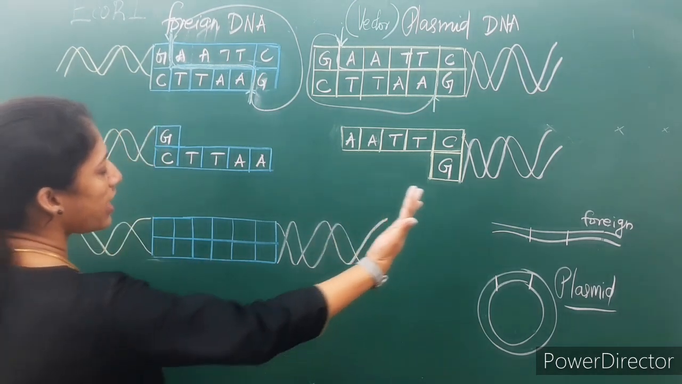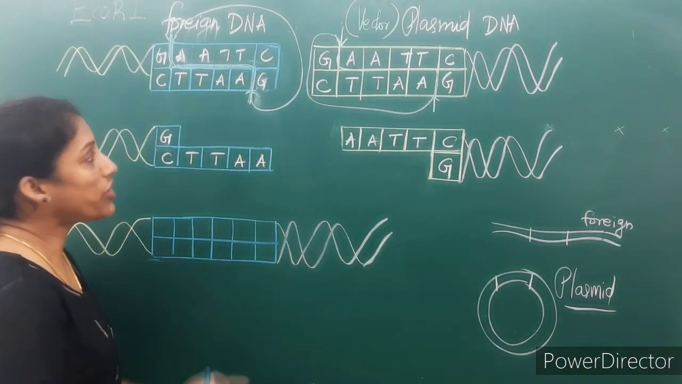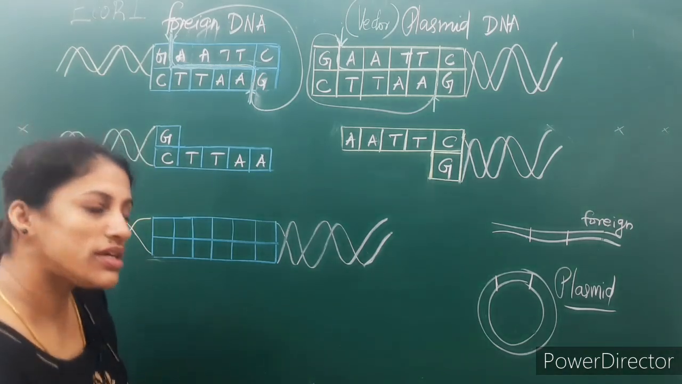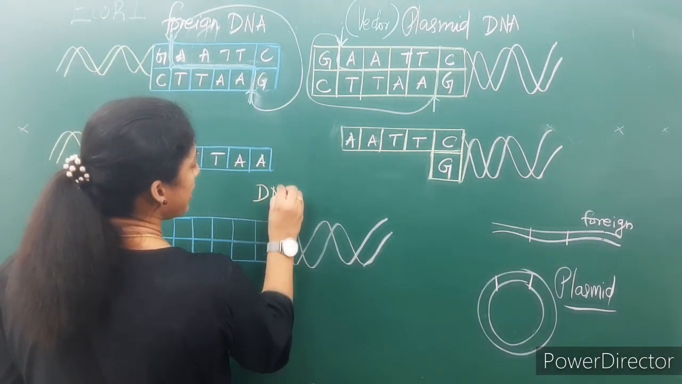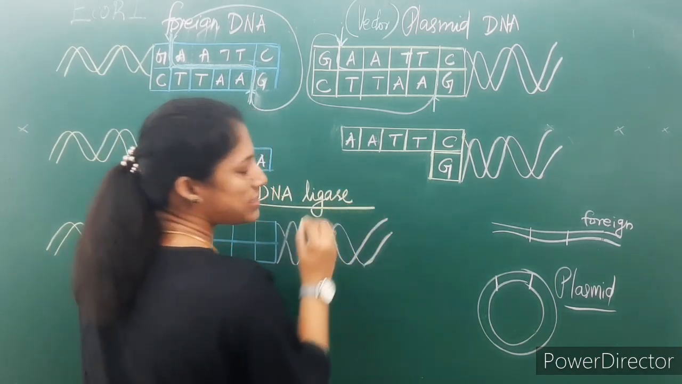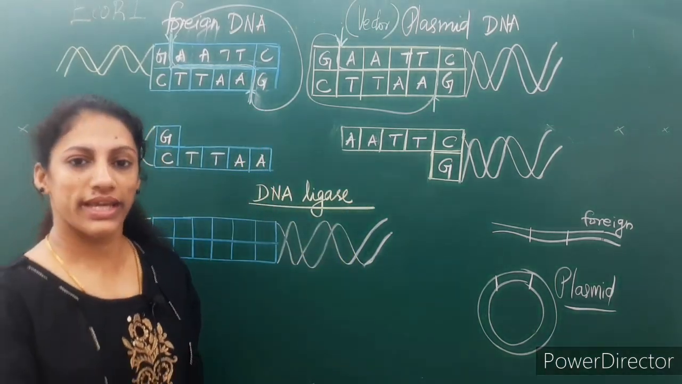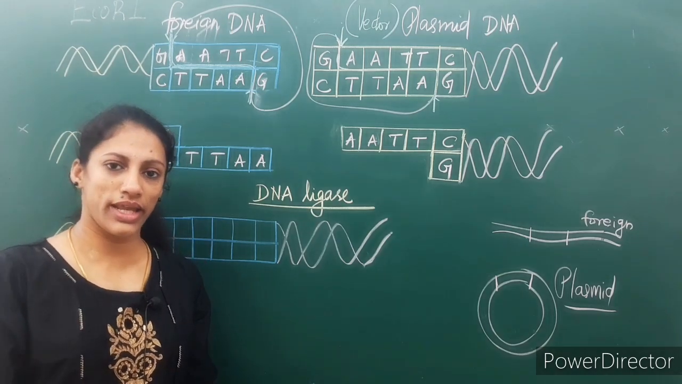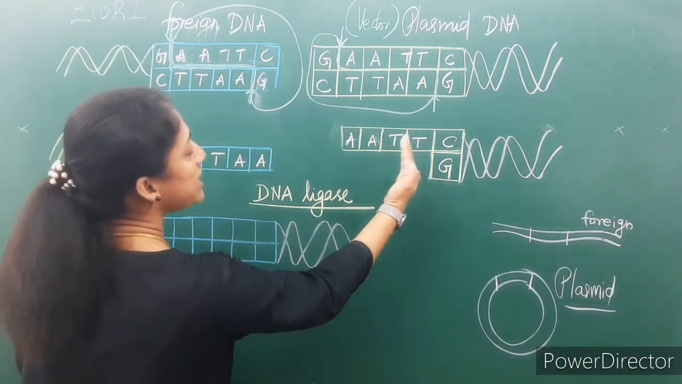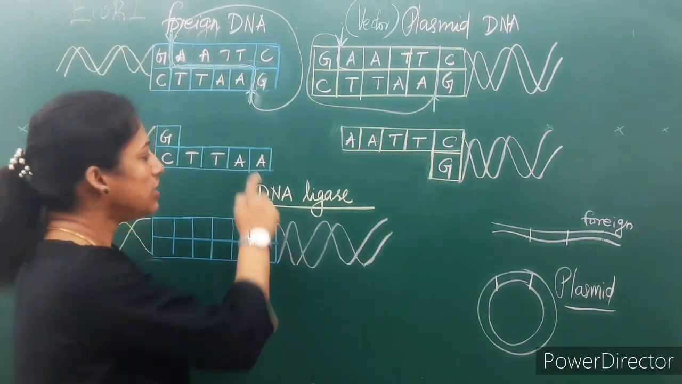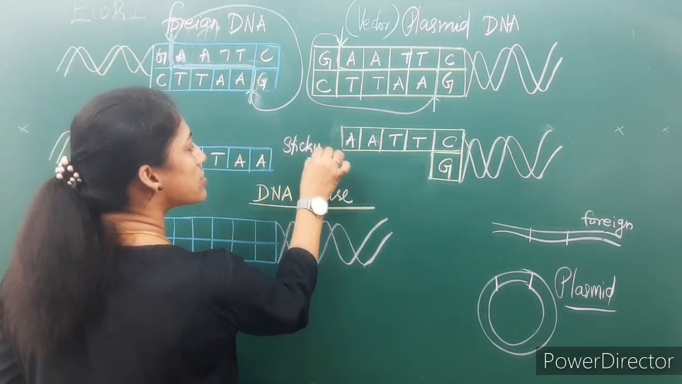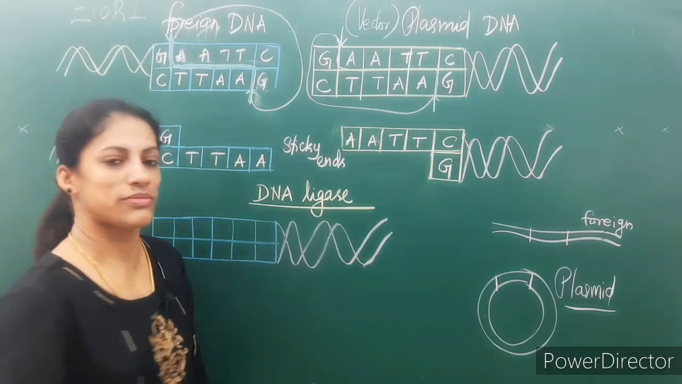Then what happens? This has to be joined. Joining is not done by the EcoR1 enzyme. There is an enzyme named DNA ligase. DNA ligase action will be easy when both the DNAs are cut. Our source DNA and our vector DNA are cut with the same enzyme. It produces easy sticky ends. These ends are very easily sticking ends. This is called sticky ends.